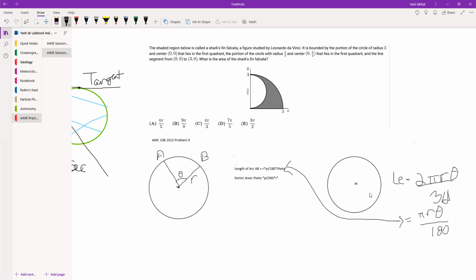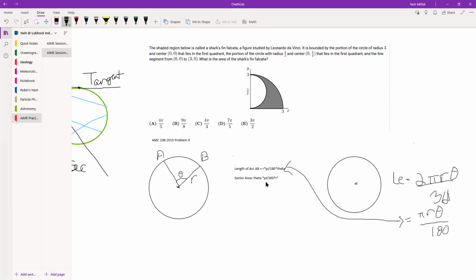So r pi theta, which is just that symbol, divided by 180. What I'm trying to say is the length of arc AB is basically just trying to find a fractional circumference. And then this works for the area too.